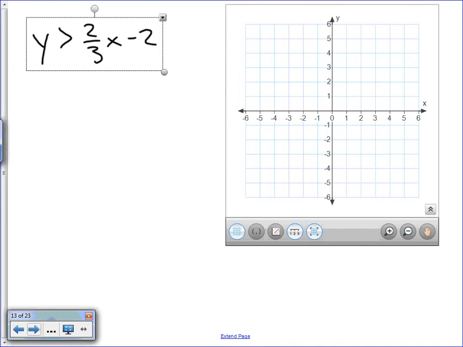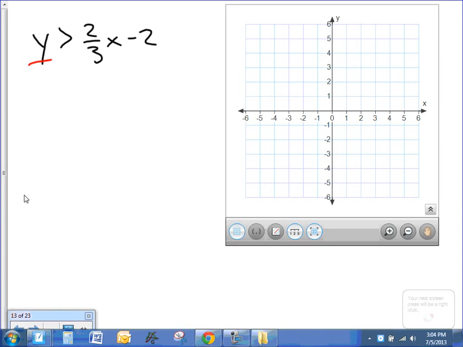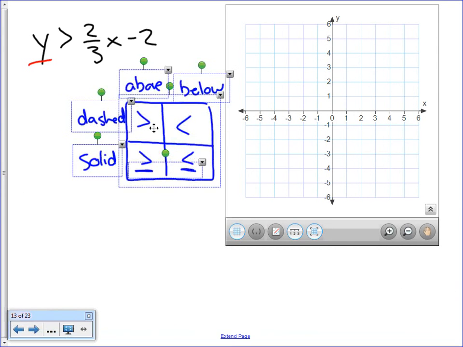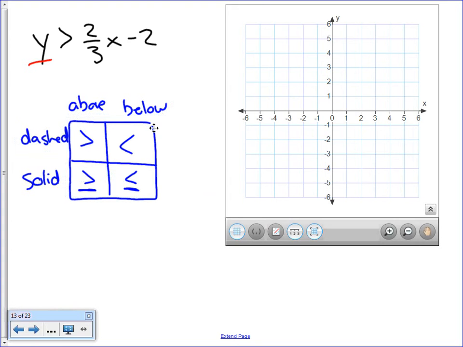So for this first inequality here, we are solved for y. We have y by itself, so we're good there. And let me paste that little table here. So this is our table that we're going to use. And before we use the table, it's just like those linear equations when we use slope-intercept form. We have a point at -2. We're going to make another point using the slope, going up 2 and over 3. So there are 2 points.